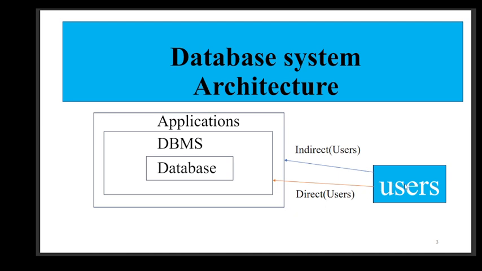These users are divided into two groups depending on the method of access to the database. The first group of users, who access the database through the front-end application, are called indirect users. And the category of users who access the database through the DBMS are called direct users.